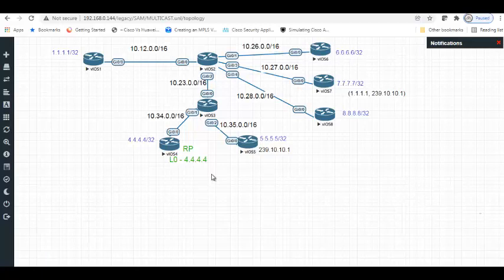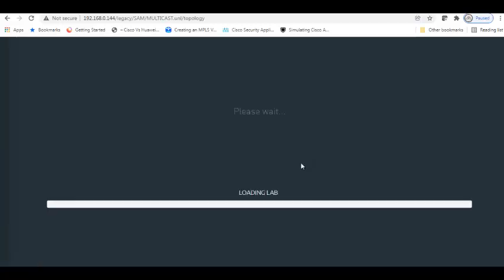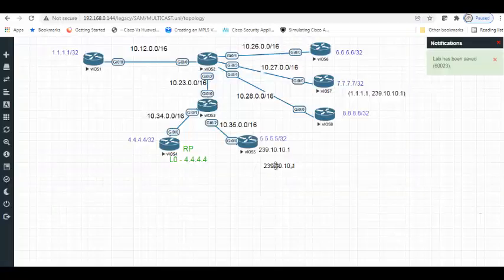Here, multicast control plane, who controlled? It is the RP. But they are not in the data plane. They are not in the path. Now let's add one more router, router 6, with the same multicast group. And then let's try pinging.